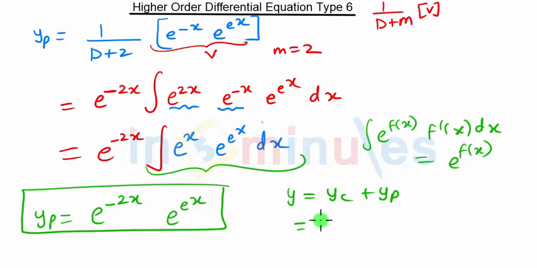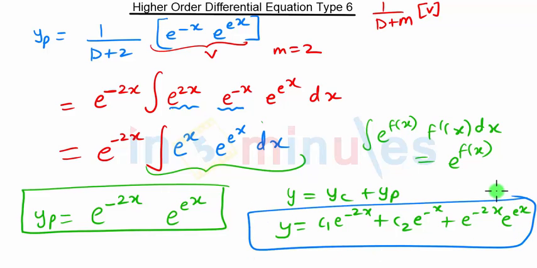The final solution will be given by yc plus yp. So y equals c1 e raised to minus x plus c2 e raised to minus 2x plus e raised to minus 2x into e raised to e raised to x. So this is the solution of this problem, and more such problems we will see in our next video.